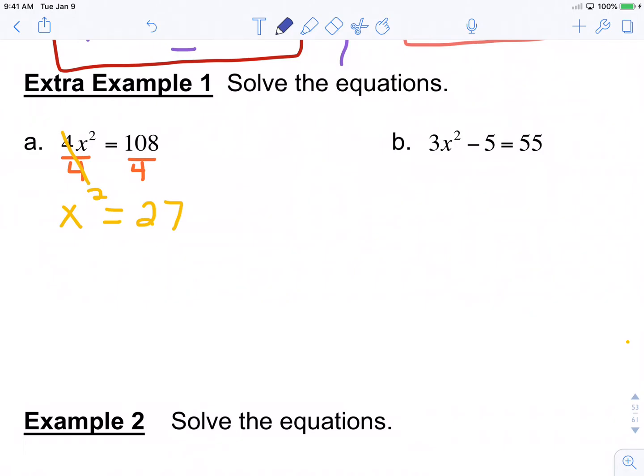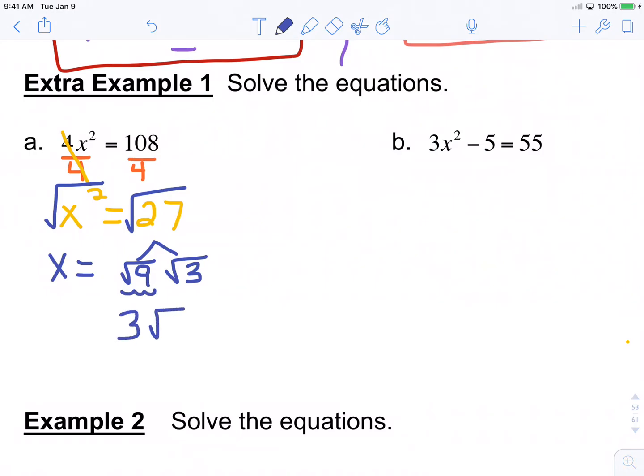So the next step, we got rid of the 4's. Now we have to take the square root of both sides. And then I have to think about the square root of 27. Can we break down the square root of 27? Well, yeah. The square root of 27 has a perfect square. 9 times 3 makes the square root of 27. The square root of 9 becomes 3, and then we keep the square root of 3.